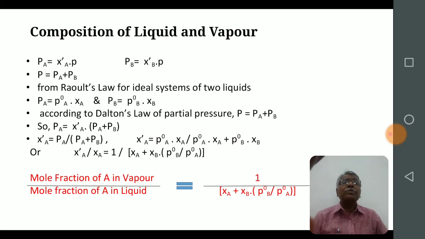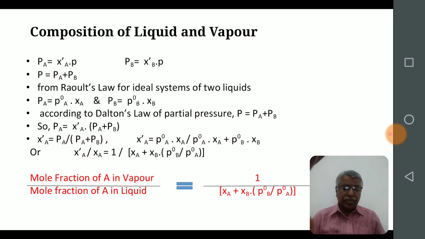Now we see the composition of liquid and vapor. The partial pressures of the vapors in equilibrium with a mixture of two volatile liquids are determined by measuring the total pressure P and the composition of the vapor. If the vapor is stated in terms of the respective mole fractions X dash A and X dash B, then we can write Pa is equal to X dash A into P, while Pb is equal to X dash B into P, and P is equal to Pa plus Pb.